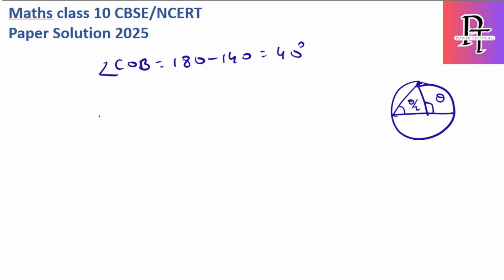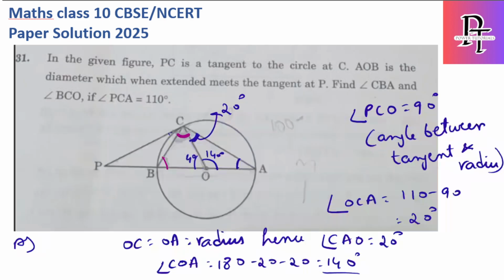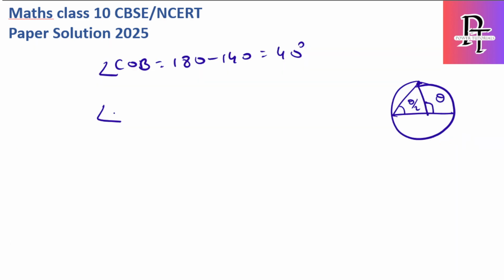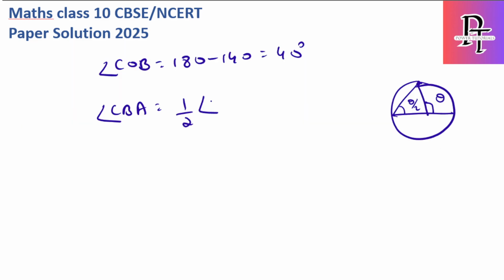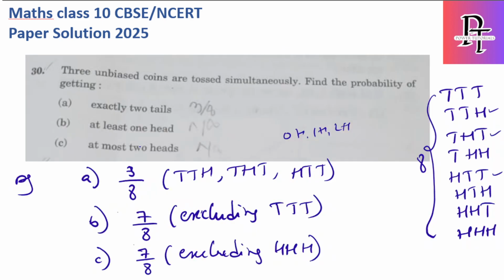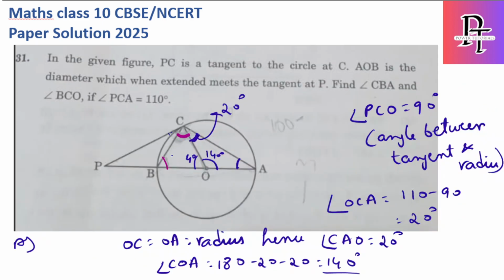So angle CBA is equal to half of the angle subtended at the center, which is COA. COA angle is 140. So half of 140 is 70 degrees. So we got one answer, which is 70.